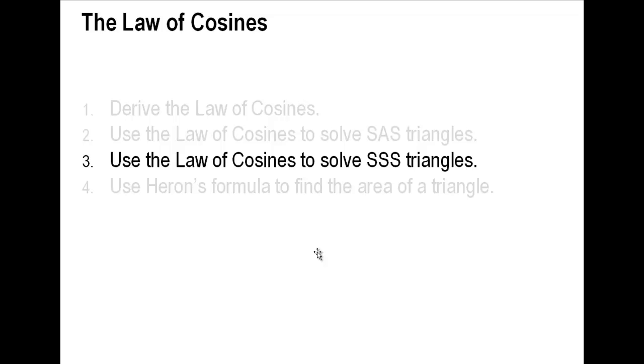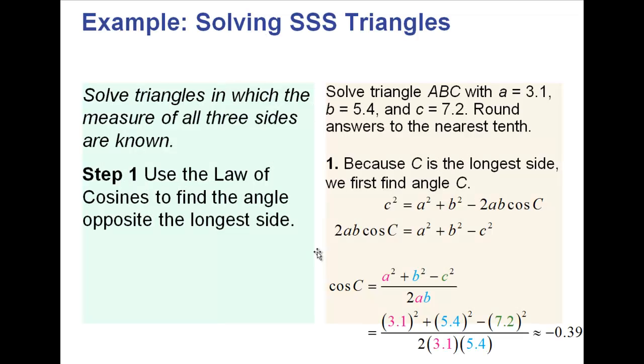Okay, that's for SAS. What if we're trying to solve for SSS, right? Side-side-side. So how about we're given the triangle ABC where they just give us the three sides. If you draw a picture, we have, here's angle A, angle B, angle C. So that means that this side over here is B, 5.4. This one over here is A, 3.1. And this one over here is C, 7.2.